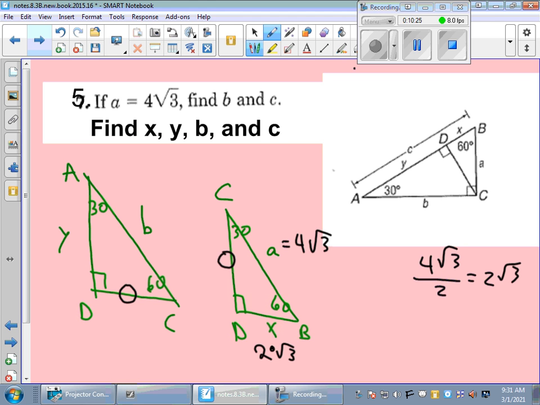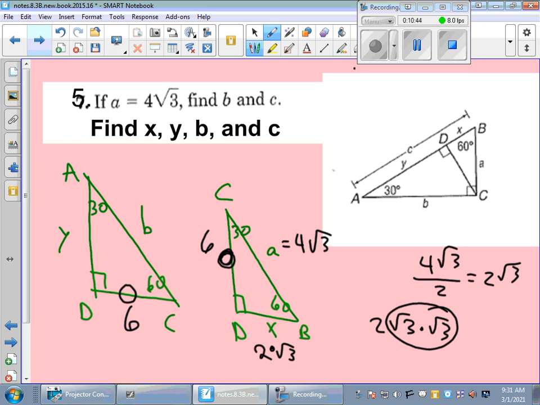We want to go from short leg to long leg to get this circle right here. So 2 square roots of 3 times the square root of 3. A pair of 3's times 2. This value is now 6. Okay, so why do we have to find that? Because that's going to give us this one here. Those two are the same.